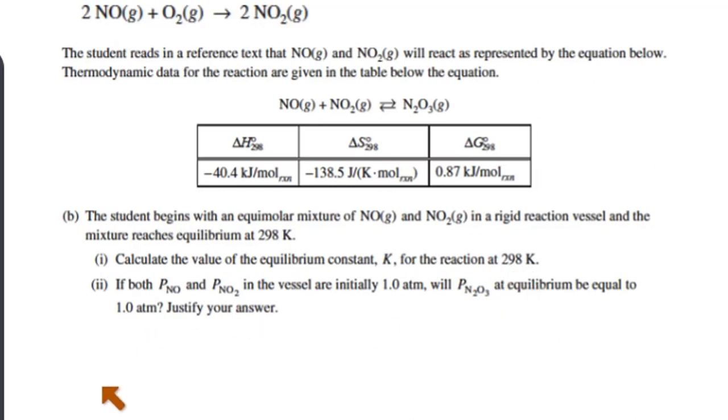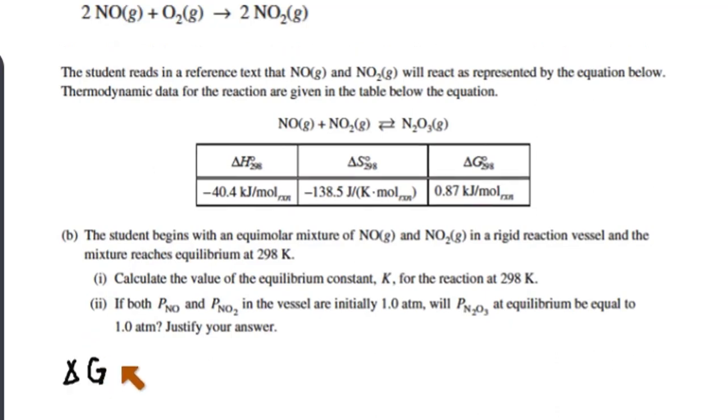So if you look at your data booklet, given the information that we are given, and the fact that we want to find an equilibrium constant, the best equation to use is the one for Gibbs free energy. So that is Gibbs free energy is equal to minus RT ln K, where R is your gas constant, T is your temperature, and K is your equilibrium constant.